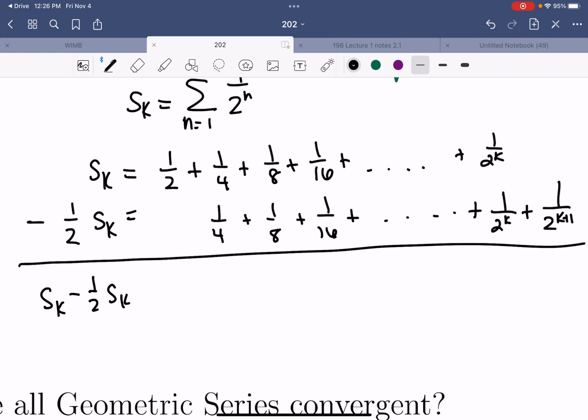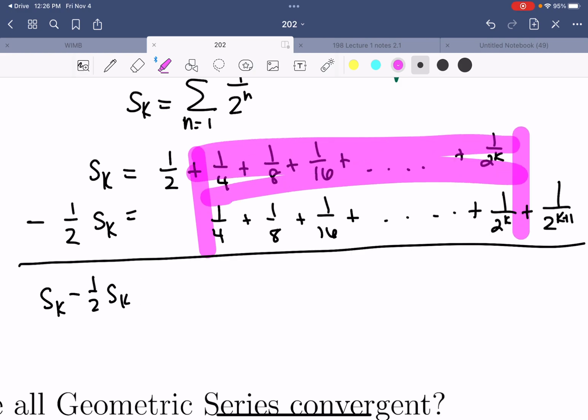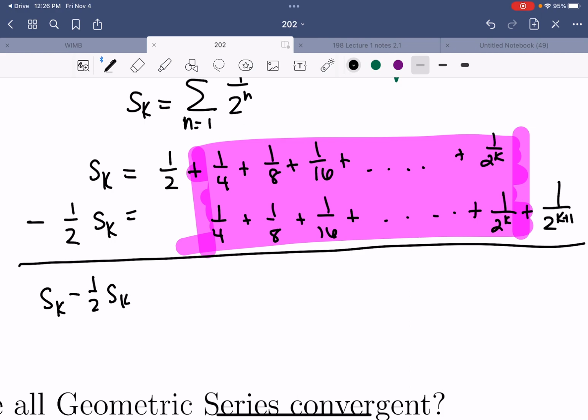Think about subtracting this. Notice what happens. All of my terms that fall between here and here, so all of these, cancel out, right? You're subtracting 1/4 minus 1/4. So what I'm left with is just 1/2 plus 1 over 2 to the k plus 1.